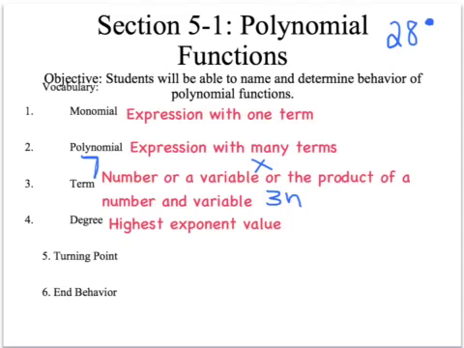Now, numbers 1 through 4, the vocab words there, that's what we're going to be talking about today. We'll go over the other two, but we won't get to those until next week. 5 and 6 are talking about different parts of the graph and different things dealing with the graph.